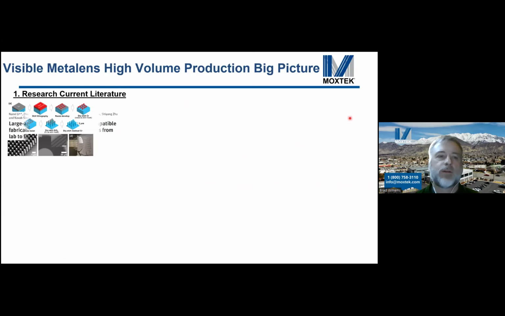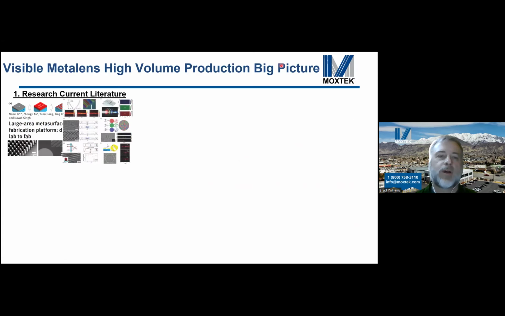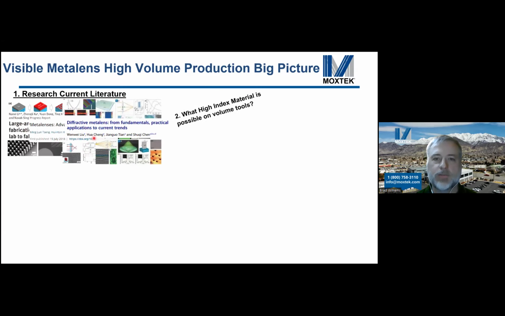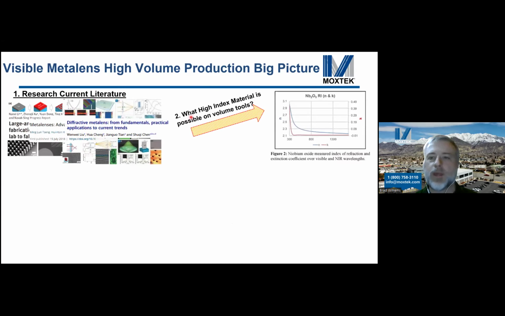So the big picture, trying to make a high volume meta lens production line, is you start out and you look at all the different research they have out there, and you're trying to figure out what's going on, what the new discoveries are, and how they're making it. And then you have to figure out what high index material we need to use to make our meta atoms. So here at Moxtek, we've selected niobium oxide. It has a high refractive index and low extinction.